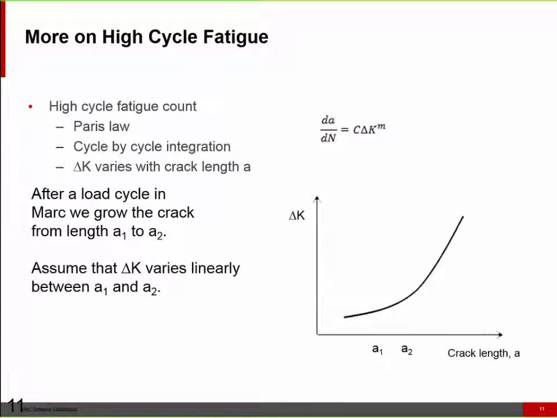So here is an example. At the beginning of a representative load cycle, the crack length is A1, and it will go to A2 at the end of the load cycle. We can compute the delta K values at A1 and A2 using the deformations of the structure. Then we can use the Paris law, which is shown in the upper right, to calculate the delta N value by integration.